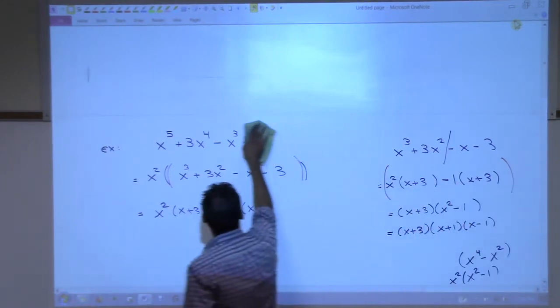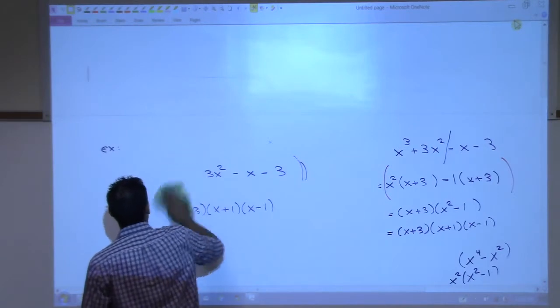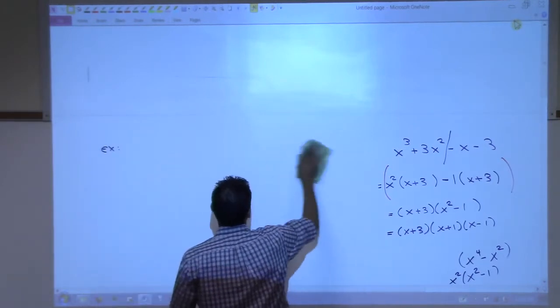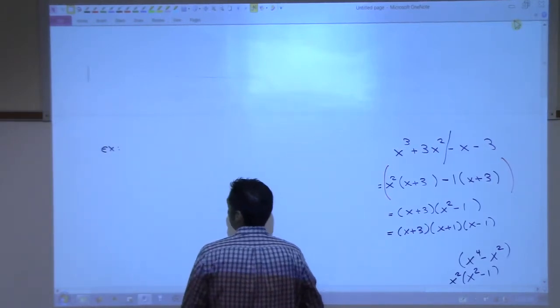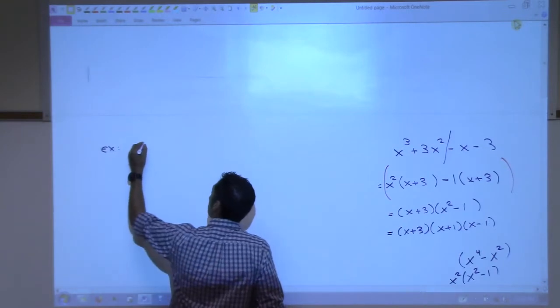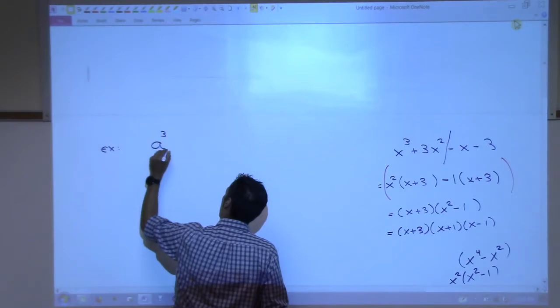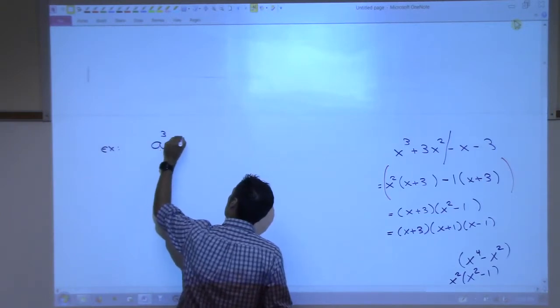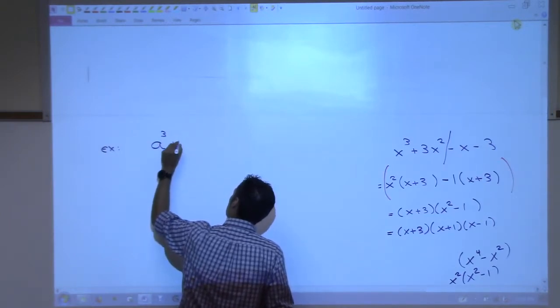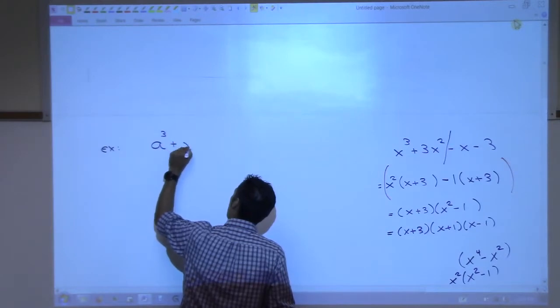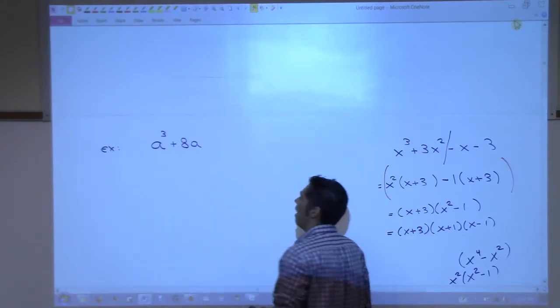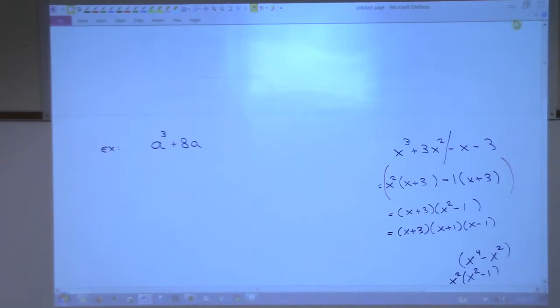Okay, this next one's going to look weird. I don't know if it'll look weird, but I think it's going to be weird. a cubed plus 8a. So factor that. I'm using a instead of x, all right? Using a instead of x.